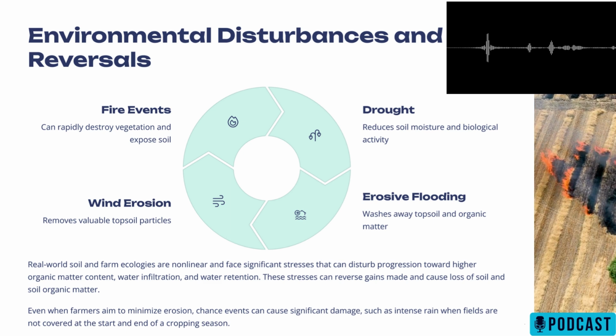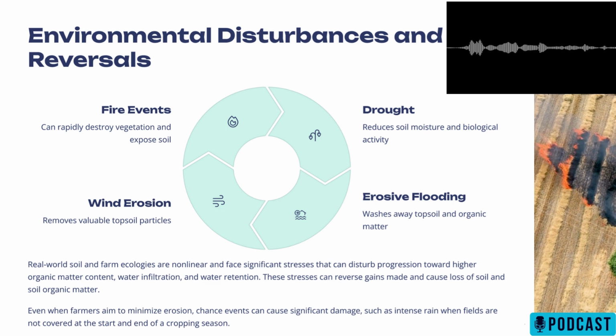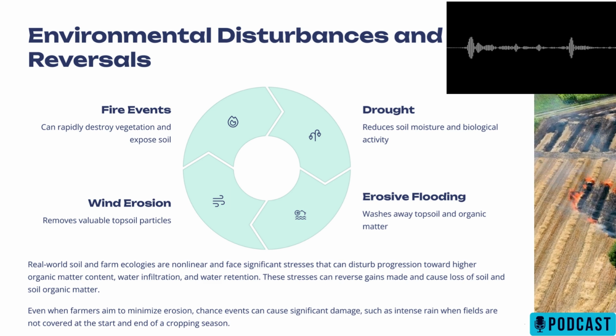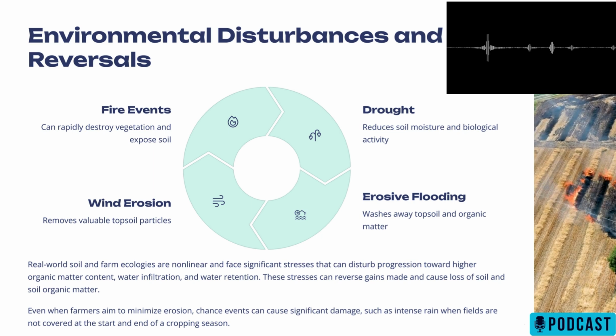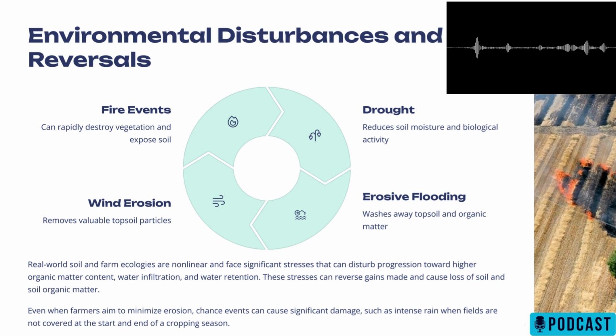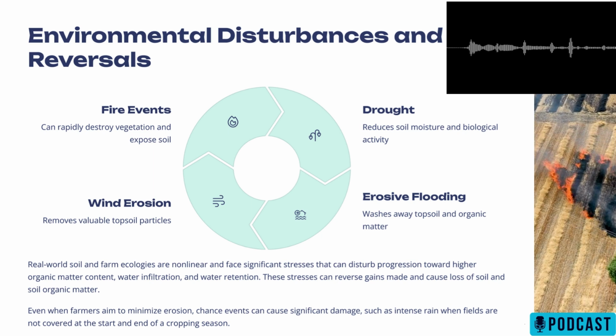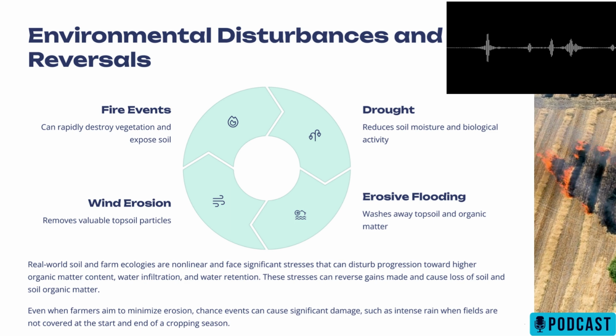Reversals caused by environmental disturbances. It's not always a smooth upward curve of improvement. Exactly. Real-world ecosystems, including agricultural ones, are not linear. They're dynamic. They're subject to shocks and stresses that can undo progress made in building soil health and organic matter.